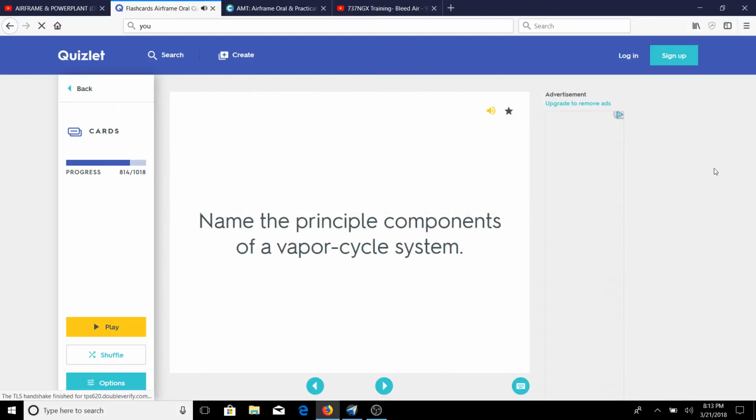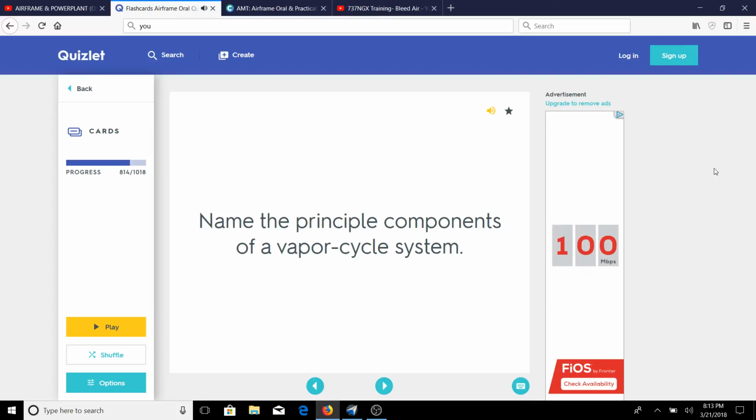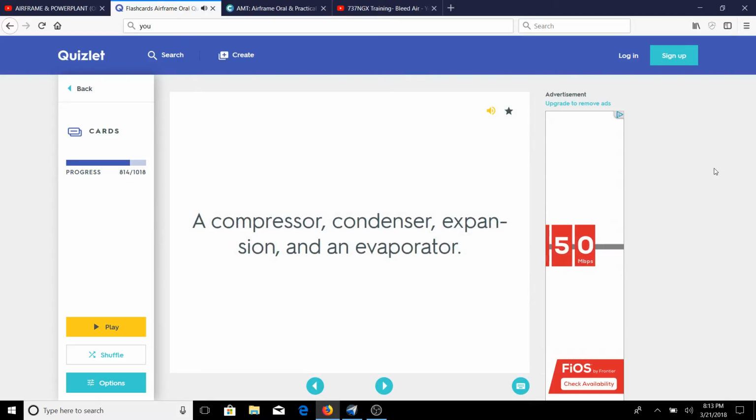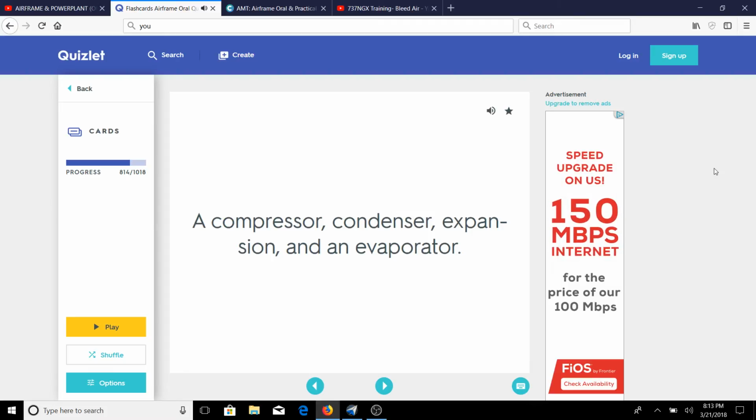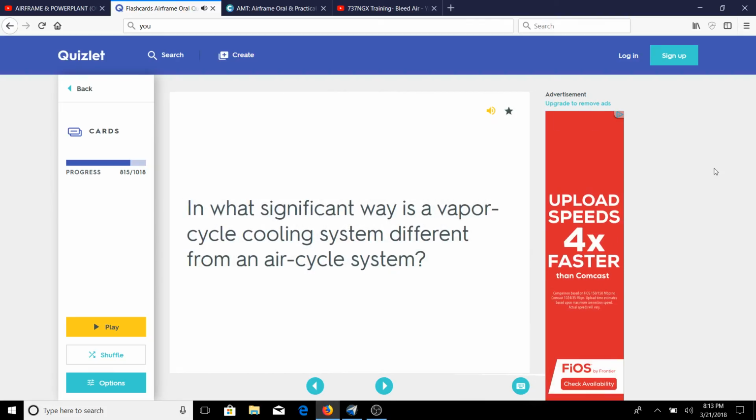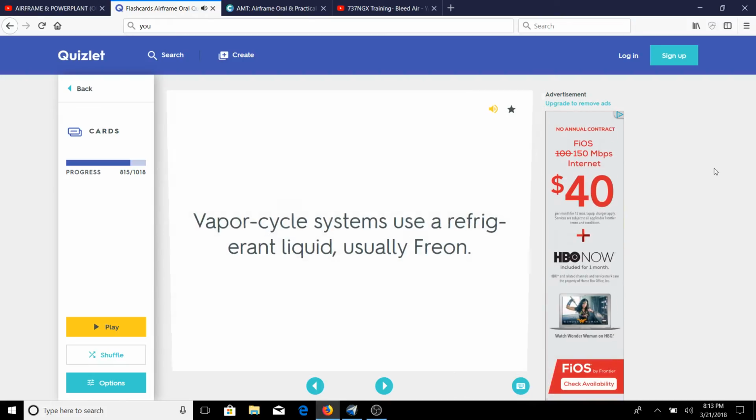Name the principal components of a vapor cycle system. A compressor, condenser, expansion valve, and an evaporator. In what significant way is a vapor cycle cooling system different from an air cycle system? Vapor cycle systems use a refrigerant liquid, usually Freon.